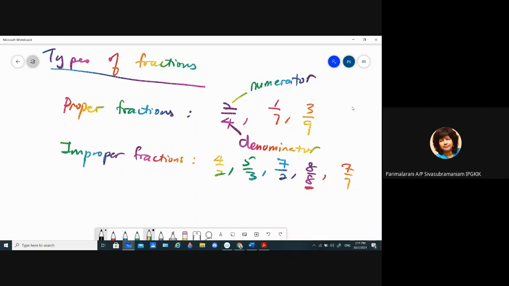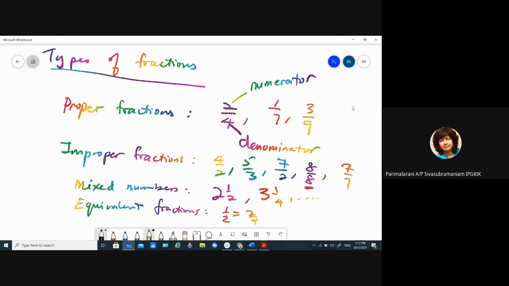Okay, and then we have mixed numbers. Mixed numbers also come under fractions. Examples of mixed numbers: 2 and 1 over 2, 3 and 1 over 4, and so on. And we have equivalent fractions. Although this is a concept, sometimes we call it a type of fraction. 1 over 2 is equal to 2 over 4. These are equivalent fractions. So these are some of the types of fractions that we need to understand before we continue.